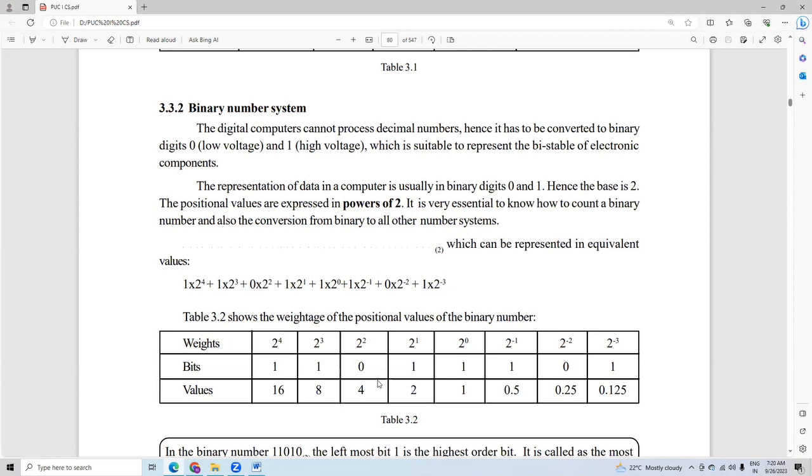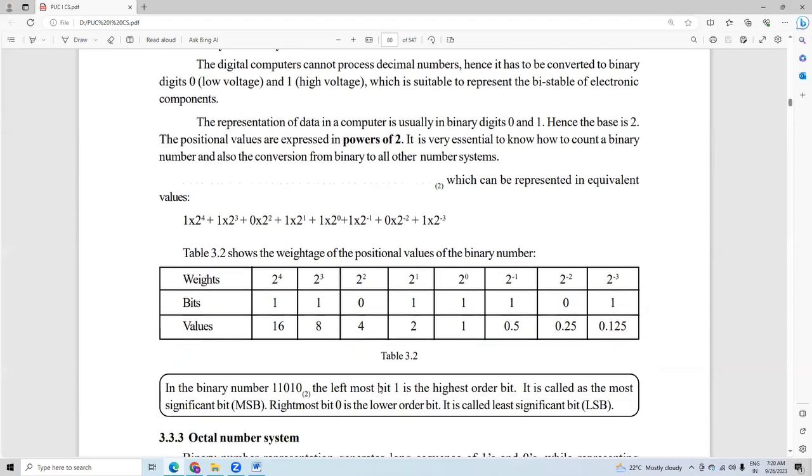Now, the next one is the binary number system. So this is a very popular one in the computer field, right? Those who have more touch with the computer, this binary number system is quite common for them. The computer understands only binary language, where it has two digits, 0 and 1. Even it doesn't understand these digits directly, it represents them in the form of voltage. 0 stands for low voltage, 1 stands for high voltage, which is suitable to represent the bistable states of electronic components.